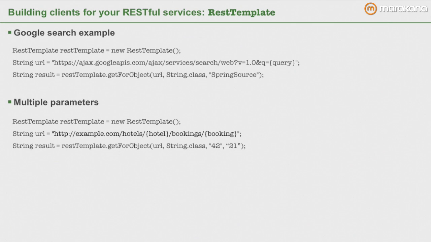So the result is I got a REST template, I got a URL, it's got a path variable, it says curly bracket query curly bracket. I call REST template getForObject, pass in the URL, I tell it that I expect a string result back as opposed to an RSS feed if I'm looking at an RSS feed or an image if I'm looking at binary data or whatever. And then the third argument is a variable argument list. So that third argument could actually be five or six arguments, right? And that query, in this case SpringSource, is what's substituted into the URL, the curly bracket query, okay?